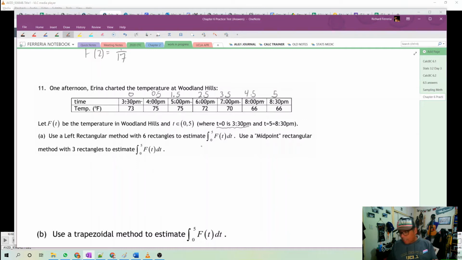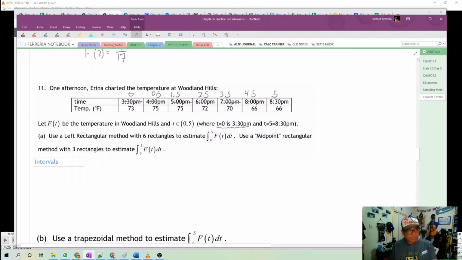Well, let's do the left rectangular method first, and I always like to say make yourself a chart. So let's make our chart. Our first one is the intervals, and our first interval is 0 to 0.5. Then of course 0.5 to 1.5, 1.5 to 2.5, 2.5 to 3.5, all the way to this very last one.